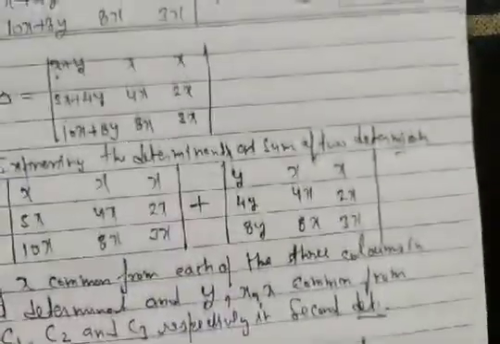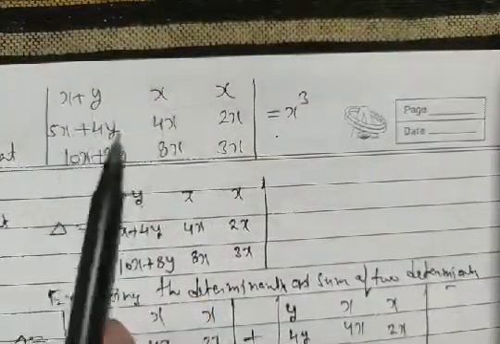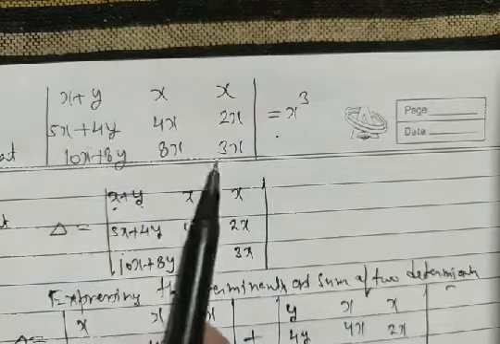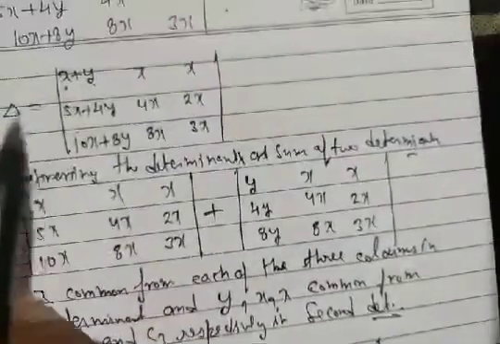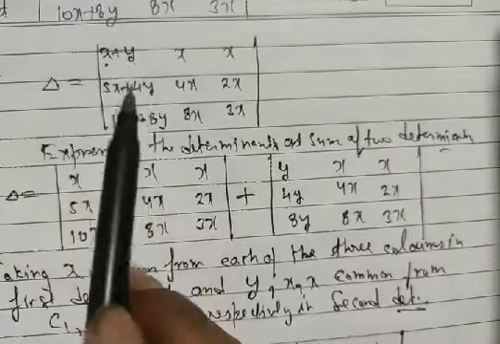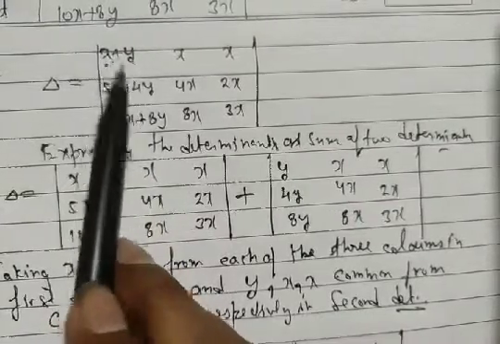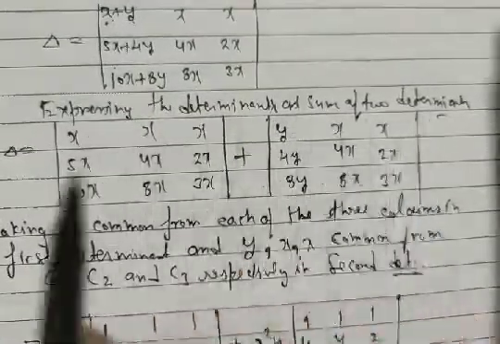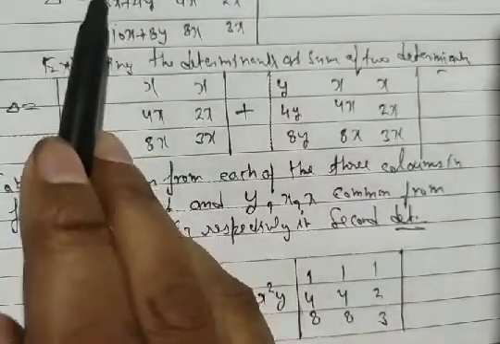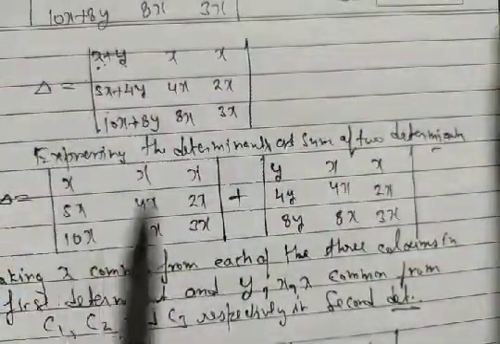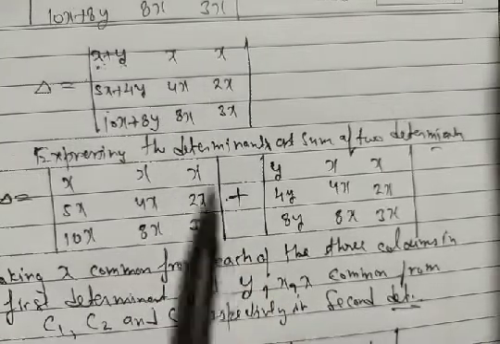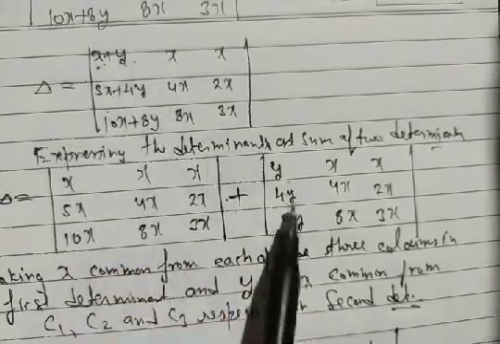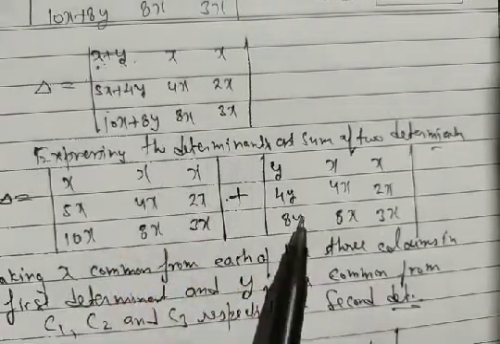Now we are going to look at the next one. We have to prove that the determinant with rows x plus y, x, x; 5x plus 4y, 4x, 2x; 10x plus 8y, 8x, 3x is equal to x cube. What we do is take its value equal to delta. Since our column consists of a sum of two elements, we are going to express the determinant as a sum of two determinants. Then delta is equal to this. We write the first elements x, 5x, 10x, then our C2 and C3. Then using a plus sign we write its second elements y, 4y, 8y, repeating x, 4x, 8x, x, 2x, 3x there.